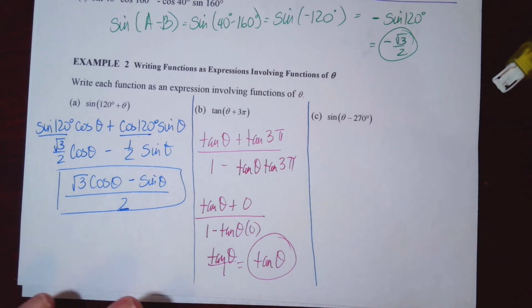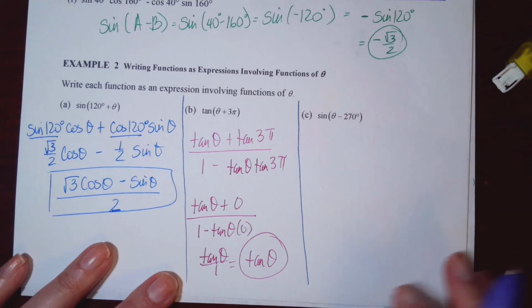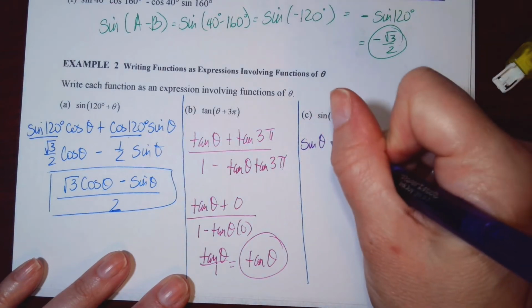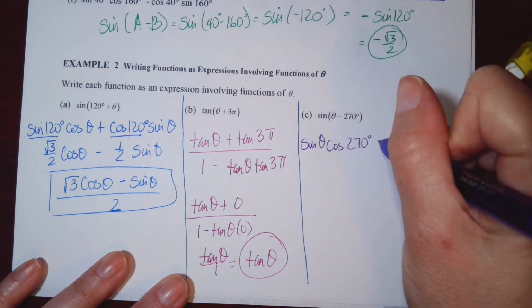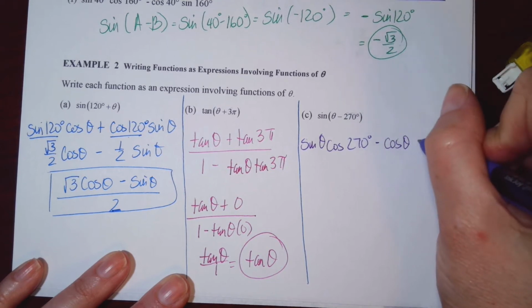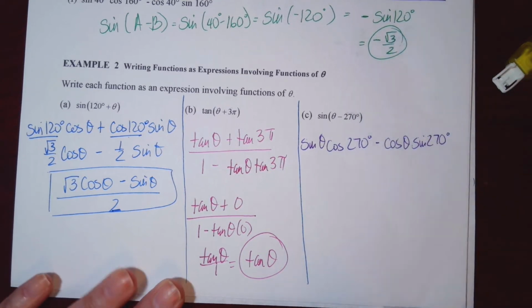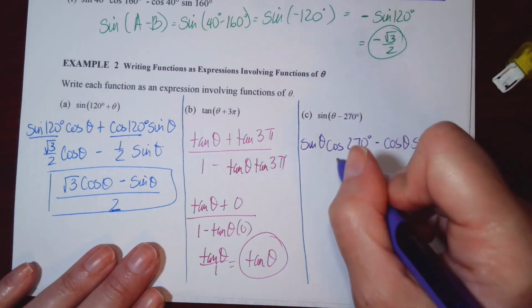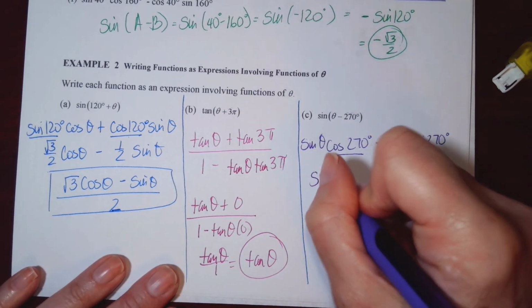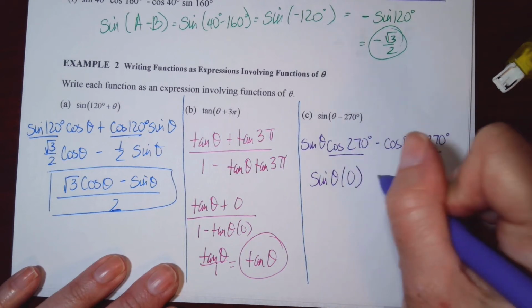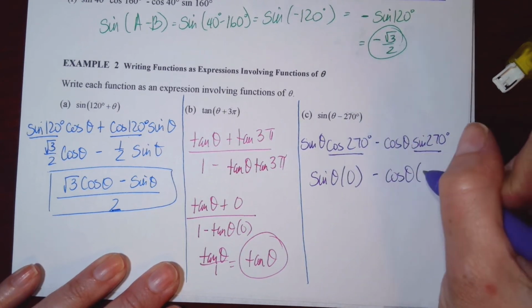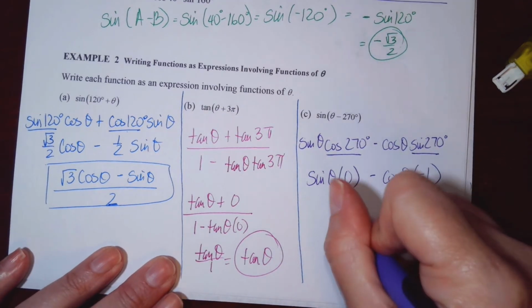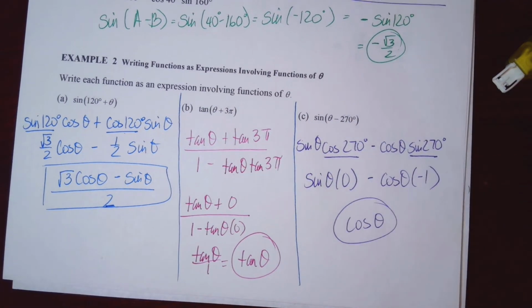And here I have sine difference. Sine theta, cosine 270 minus cosine theta sine of 270. 270 is one of my quadrantals. It's the same thing as 3 pi halves. So I plug in what I know. Sine theta times 0 minus cosine theta times negative 1. Well, anything times 0 is 0. Negative and a negative is a positive. So I've got positive cosine theta there.